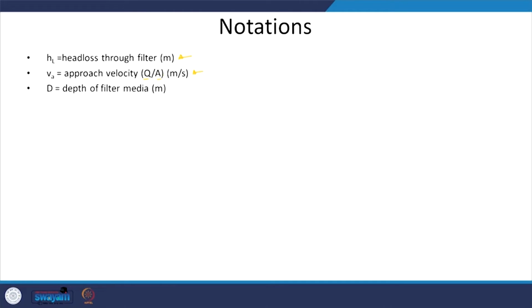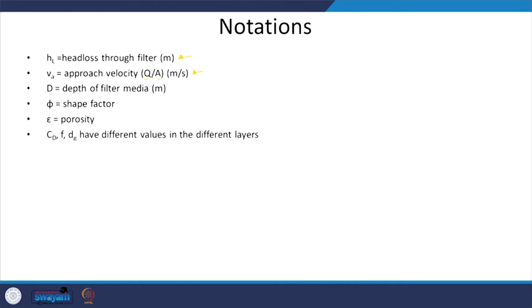So, depth of filter media, shape factor, because different shapes give different levels of removal. I think we also discussed this earlier. Porosity of the media, coefficient of drag f and dg, this is the relevant geometric mean coefficient of drag. This obviously depends upon the Reynolds number. We looked at it: typically we are concerned with laminar flow when R is less than 1, and then transition flow between maybe 1 to 100, and then we have turbulent flow later.